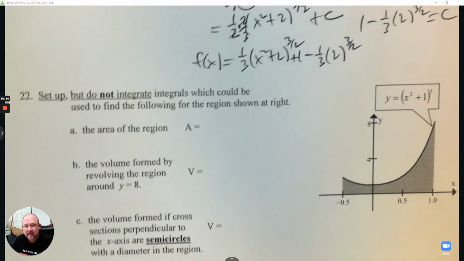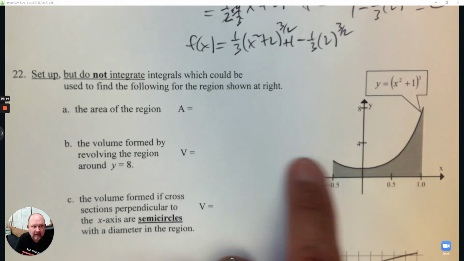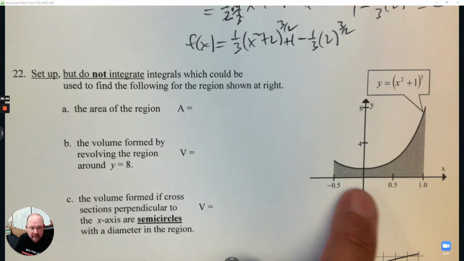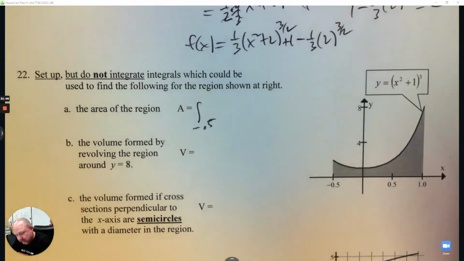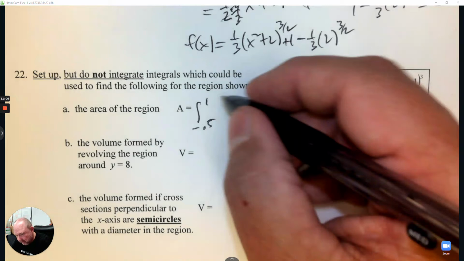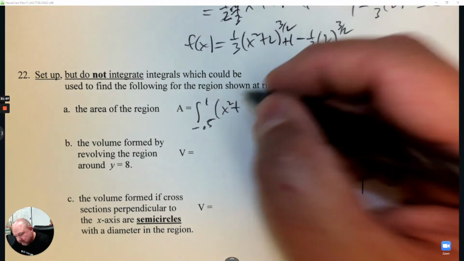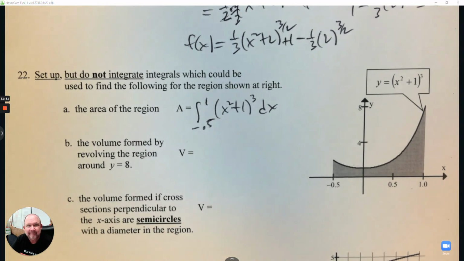All right, number 22. Here we have an equation, this curve, and it says find the area of this. So it's an integration question. So we're going to integrate from negative 0.5 to 1. And it's just top subtract bottom. So that's x squared plus 1 to the 3rd minus 0, or just that, dx.